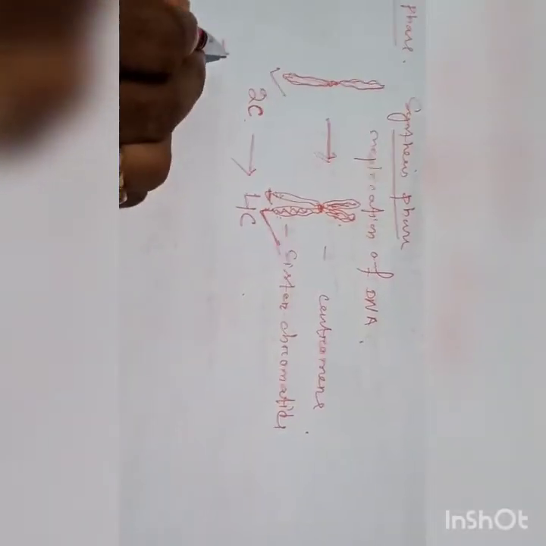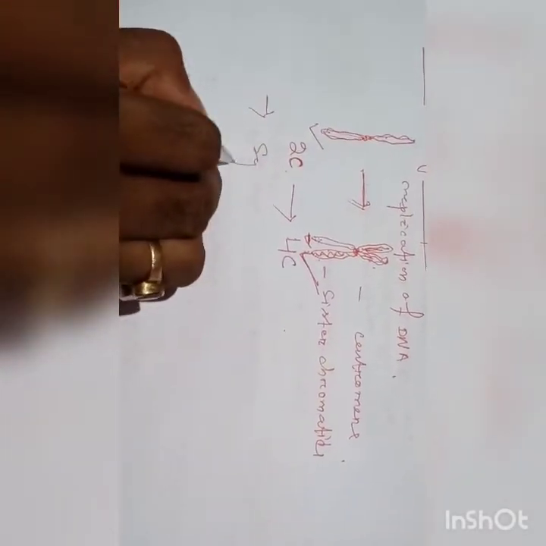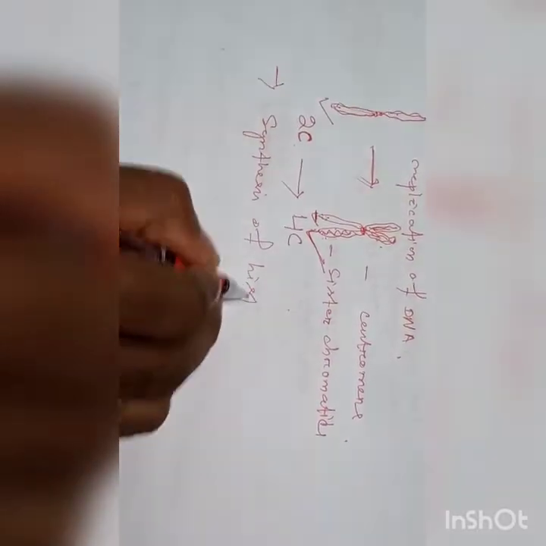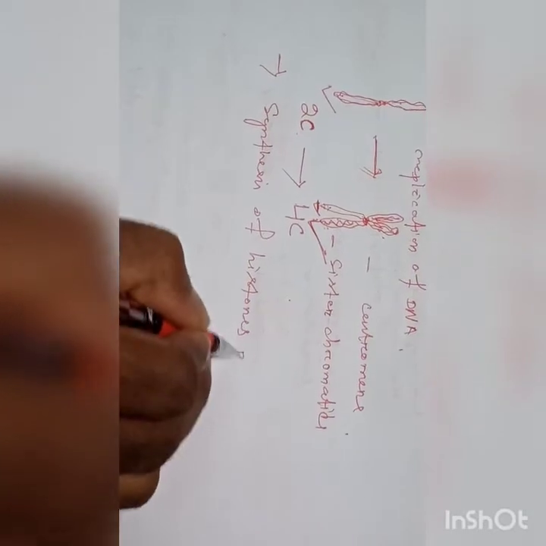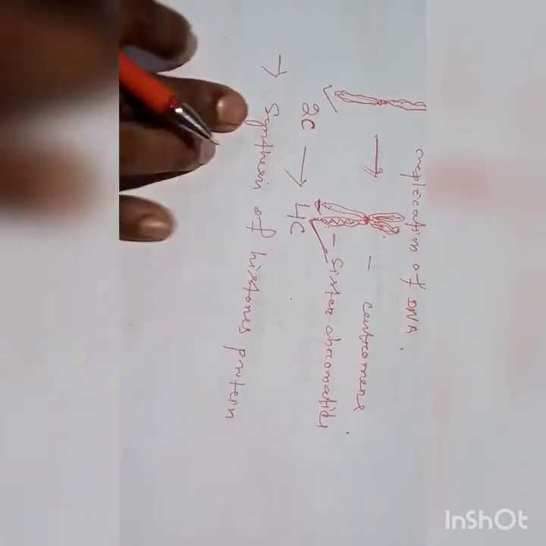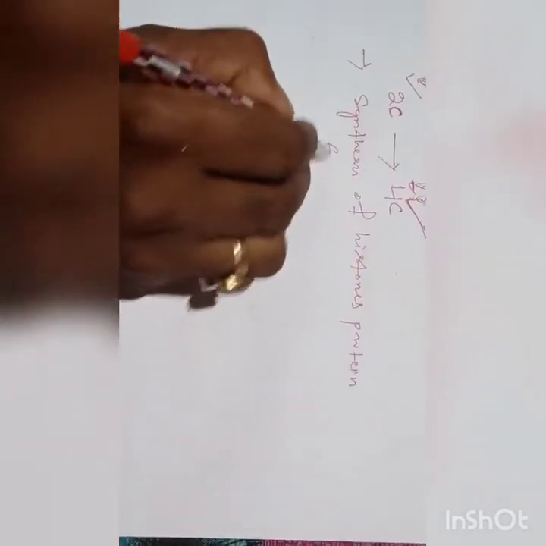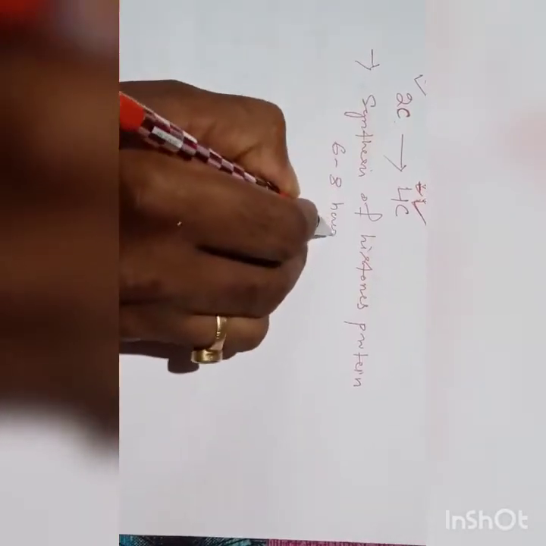And also another event, that is the synthesis of histone proteins. Synthesis of histone proteins occurs in this S phase, and other metabolites are also synthesized in this phase, and this phase lasts for 6 to 8 hours.